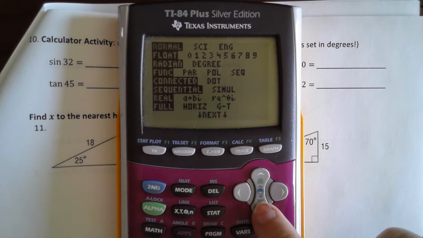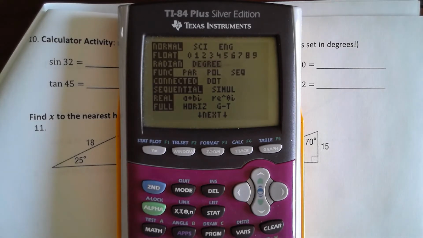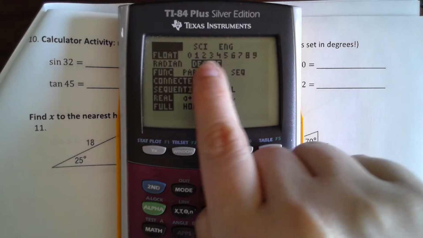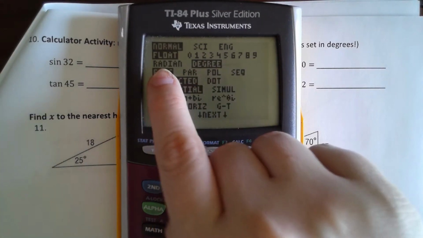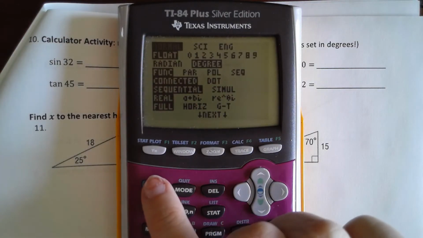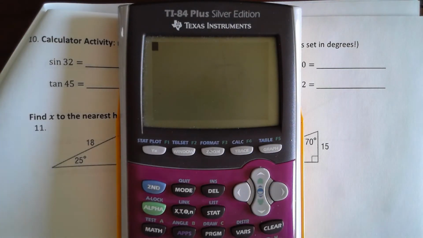So in order to change it, we're going to go down and see how it's flashing on radian. We're going to go over so that it's flashing on the word degree. And then if you press enter, now you're in degree mode. Now the black rectangle is over the word degree and not radian. If you don't do that, you're going to get all the wrong answers on the test and you're going to be really mad that you got them wrong. So always double check that.